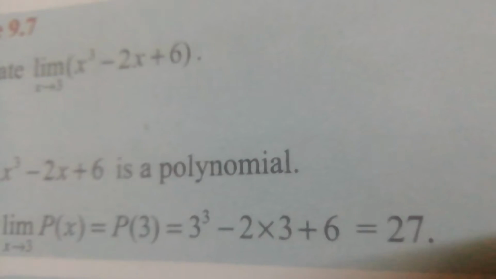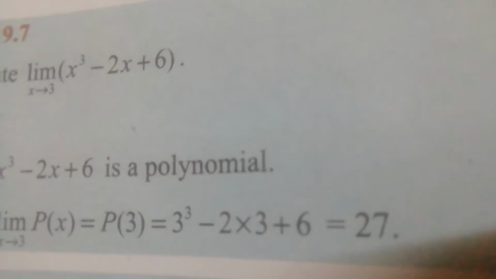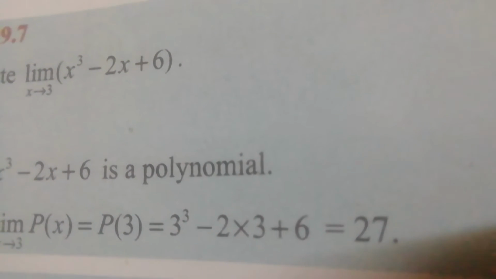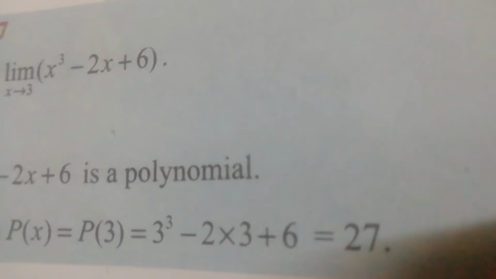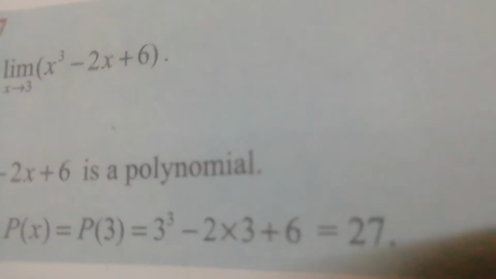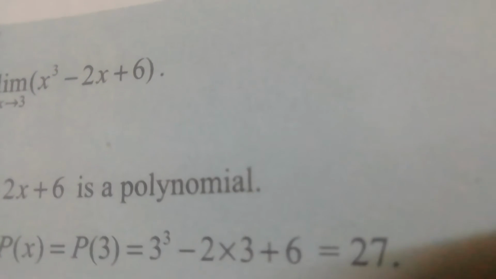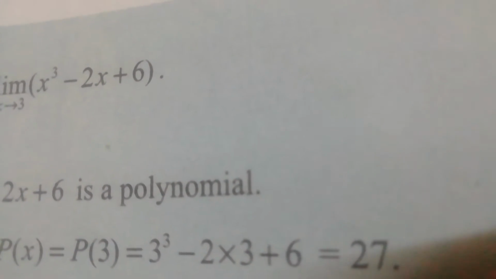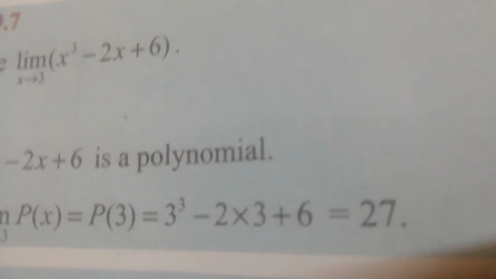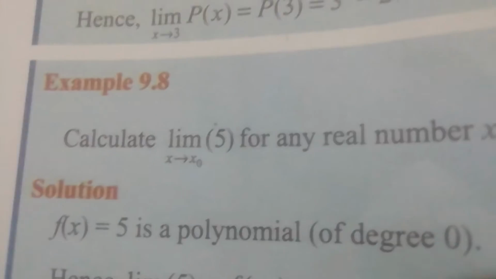Put x is equal to 3. So x cube changes to 3 cube, minus 2x changes to 2 into 3, plus 6. After simplification we get the value 27. We can simply substitute x equal to 3. Limit x tends to 3 means the polynomial approaches its value at 3. That's the meaning of the limit. Okay, next, one more example.